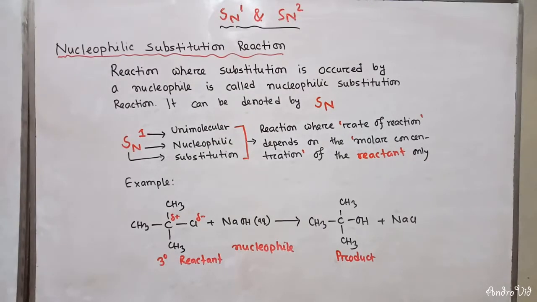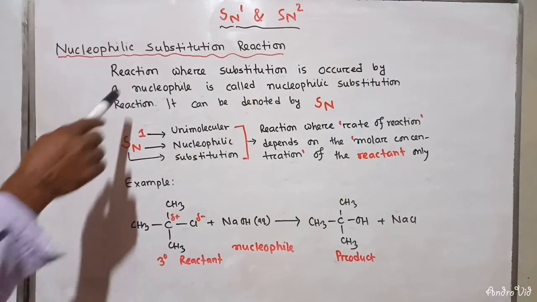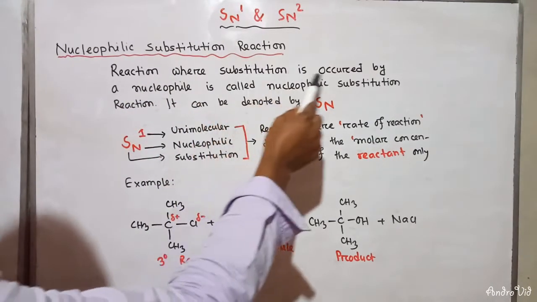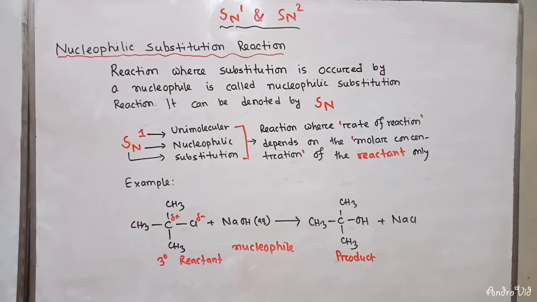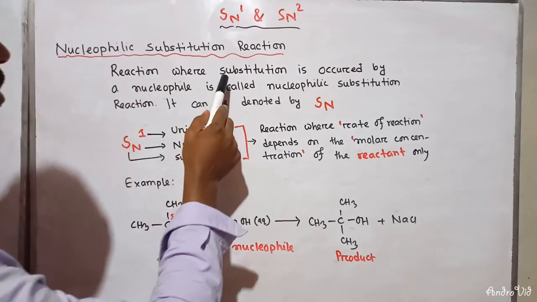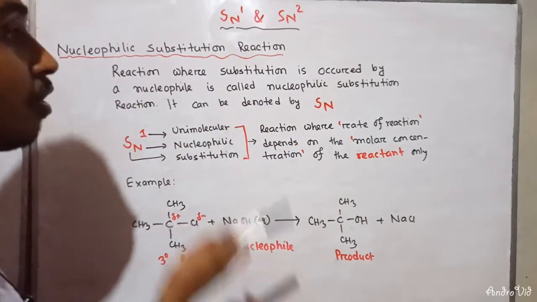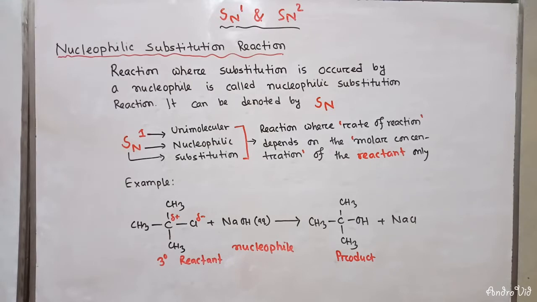The topic that I will focus on in today's class is SN1 and SN2 reactions. At the very beginning of the class, I would like to say something about nucleophilic substitution reaction. A reaction where substitution occurs by a nucleophile is called a nucleophilic substitution reaction. So for any reaction, if substitution happens by a nucleophile, then you can say this reaction is a nucleophilic substitution reaction.